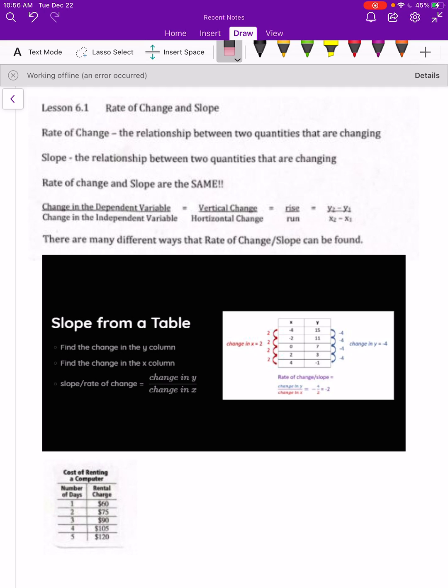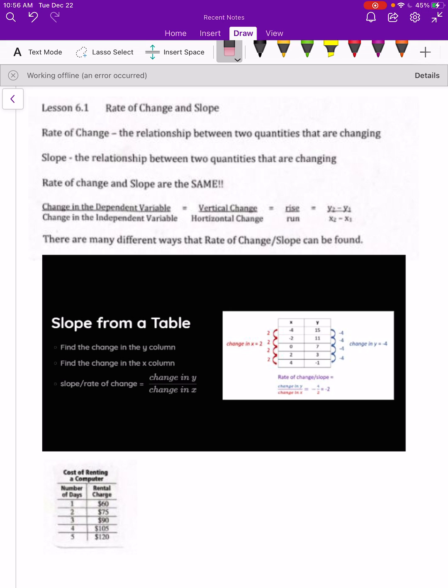Right, hello. We are at the beginning of chapter 6, linear equations and their graphs. So pretty much everything we're going to talk about in this chapter is going to be based on a linear function. So making a line, everything is going to make a line until the very end. And the first thing we're going to talk about is lesson 6.1, rate of change and slope.